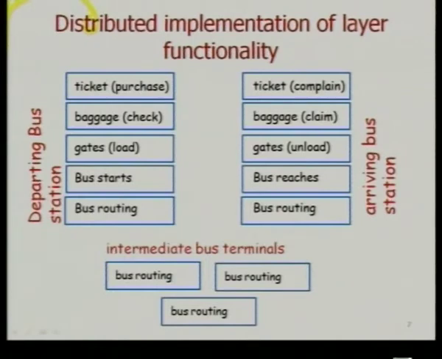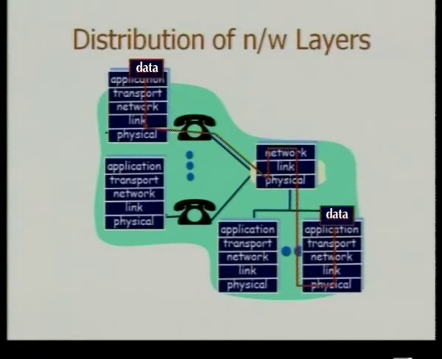So the same thing is what we are going to look at with respect to a network. So the same thing if you look at from a network point of view, let us look at the distribution of network layers in a network. So now the layers in a network. Let's look at what's happening at the end system. At the end systems, you have the application layer, the transport layer, network layer, link layer, and the physical layer.